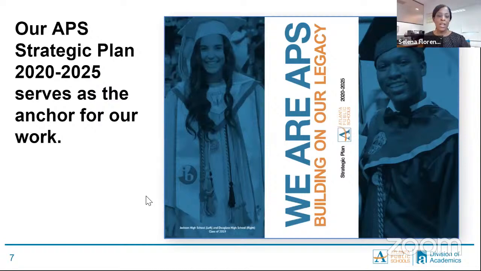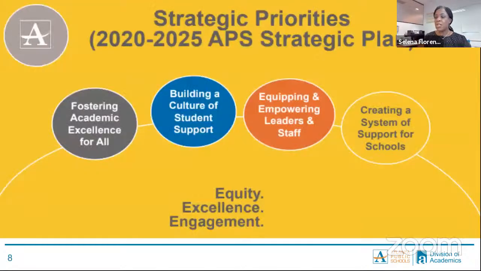Our strategic plan is really what guides our work. It is our anchor. It provides goals for us as well as action steps that we use to meet those goals. It is what drives all the work that we do in the Division of Academics. And so we wanted to make sure that you were aware that that is what is guiding everything we do in our division. We also have 4 strategic priorities that lead our work: fostering academic excellence for all, building a culture of student support, equipping and empowering leaders and staff, and creating a system of support for schools. And all 4 of those priorities wrap around equity, excellence, and engagement.